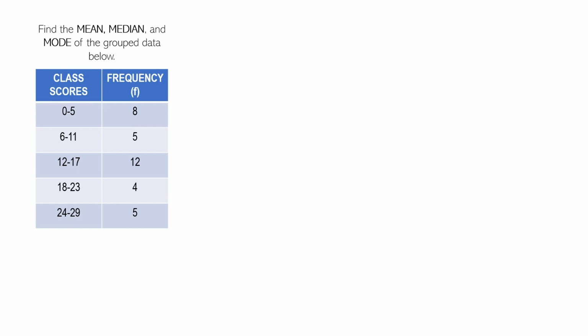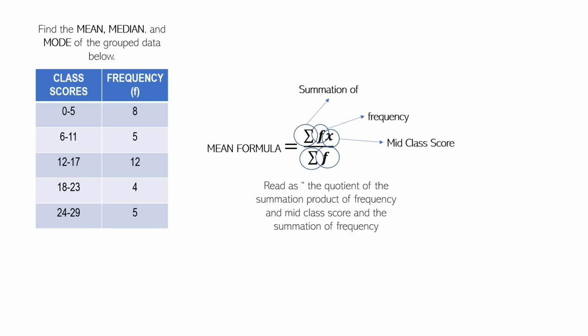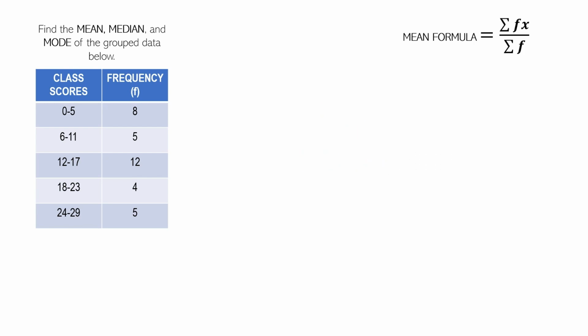First, we need to compute the mean. The formula is given as the summation of the product of frequency and mid-class score divided by the summation of frequency. In order to use the formula, we need to complete the table below. Since we need the mid-class scores, represented as X, we need to add a third column.